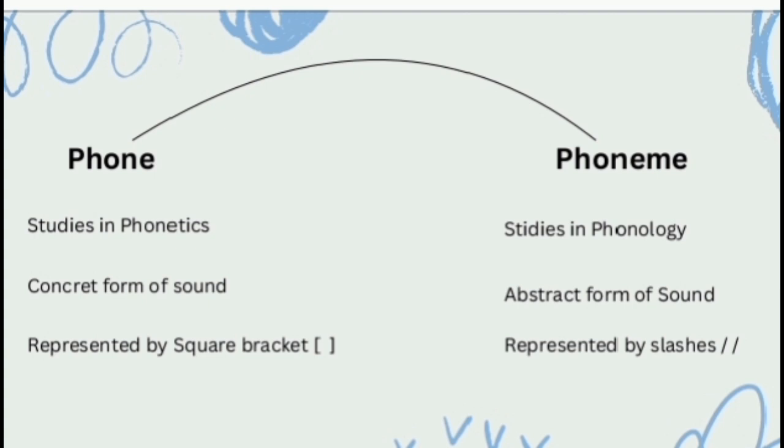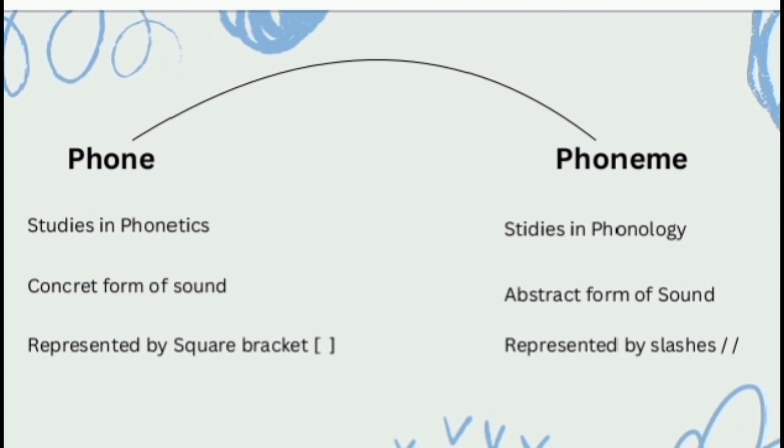So what's the difference between phone and phoneme? Let's start. Firstly, phone is studied in phonetics and phoneme is studied in phonology. Phone is a basic unit of phonetics, so of course we study it in phonetics. Phoneme is the smallest unit in phonology. That's why we study phoneme in phonology. Now, firstly, let's see what is phone. Basically, phone is a concrete form of sound and phoneme is an abstract form of sound.